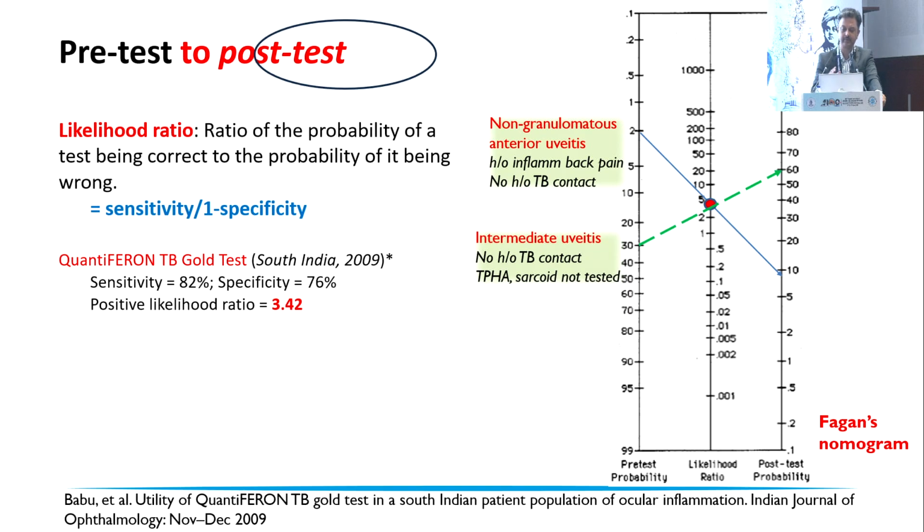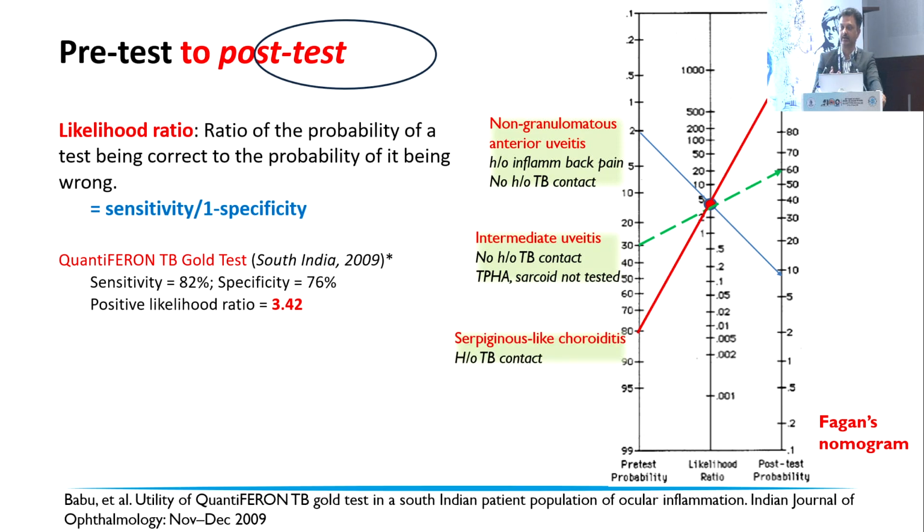On the other hand, if the patient has intermediate uveitis, which is relatively more common in TB, but no history of TB contact, and the TPH and sarcoid have not been tested, still your pre-test is quite low and the post-test is not more than 60%, not good enough to start your anti-TB therapy. Okay, these are everyday clinical scenarios that you come across.